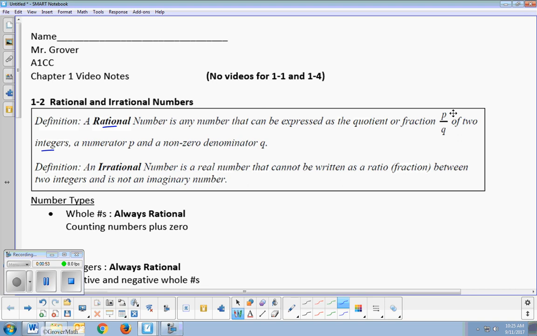The numerator is the top, and the denominator is the bottom, and the denominator is non-zero, meaning that the denominator cannot be zero, because that causes something we call an undefined relationship. You'll learn more about that in the future as well. Now, an irrational number is basically not rational, but it is a real number, because you do eventually learn about imaginary numbers, but that's not in this course. That's in Algebra 2. An irrational number is a real number, but it cannot be written as a ratio, which is the same thing as a fraction. So it cannot be written as a fraction, and it's not imaginary.